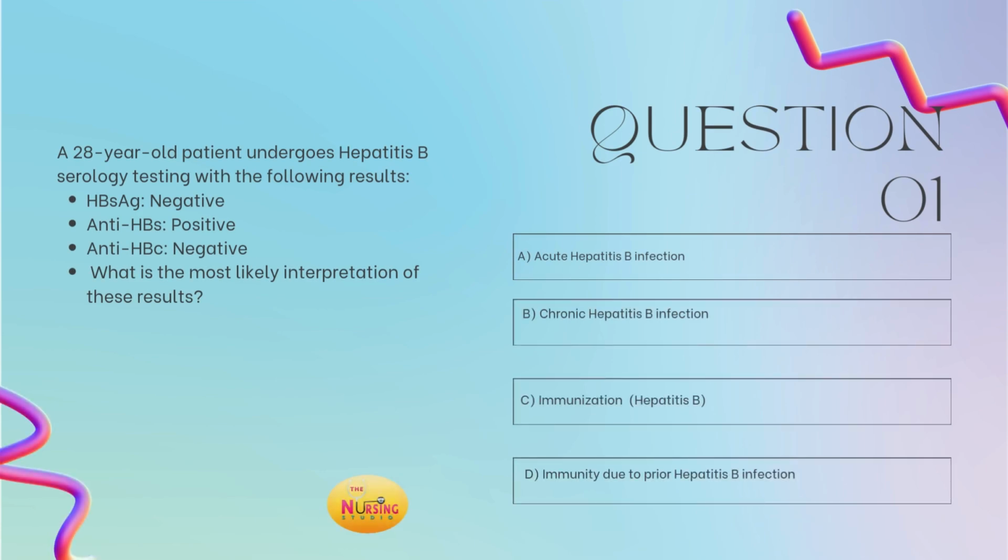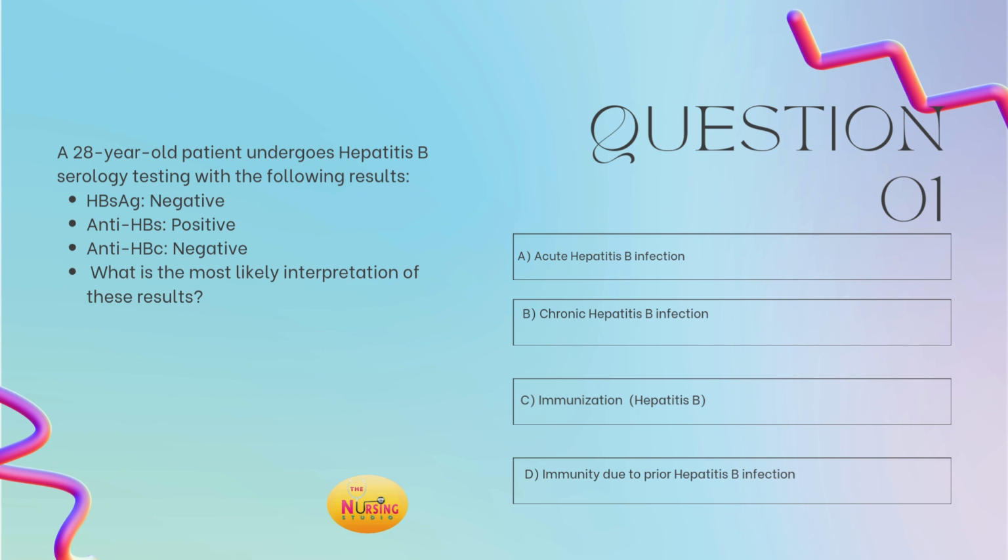Question number 1 states, a 28-year-old patient undergoes hepatitis B serology testing with the following results. The HBsAg is negative, the anti-HBs is positive, the anti-HBc is negative. What is the most likely interpretation of these results? Is it A, acute hepatitis B infection, B, chronic hepatitis B infection, C, a Hep B immunization, or D, immunity due to prior hepatitis B infection? Take a moment and tell me what you got in the comments, you guys.